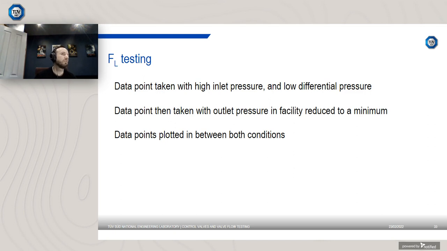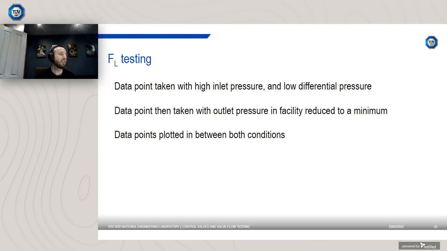The next parameter that we want to establish is the pressure recovery factor. So this is the sort of term that can be used to predict if you've got choked conditions within the valve. So how do we actually establish the FL number? Well, first off, we take a data point with a very high inlet pressure and a low differential pressure. So this is essentially a point under sort of normal flow conditions. We calculate a CV and we make sure it matches the CV that we've determined earlier. So generally you do a CV test, then an FL test.